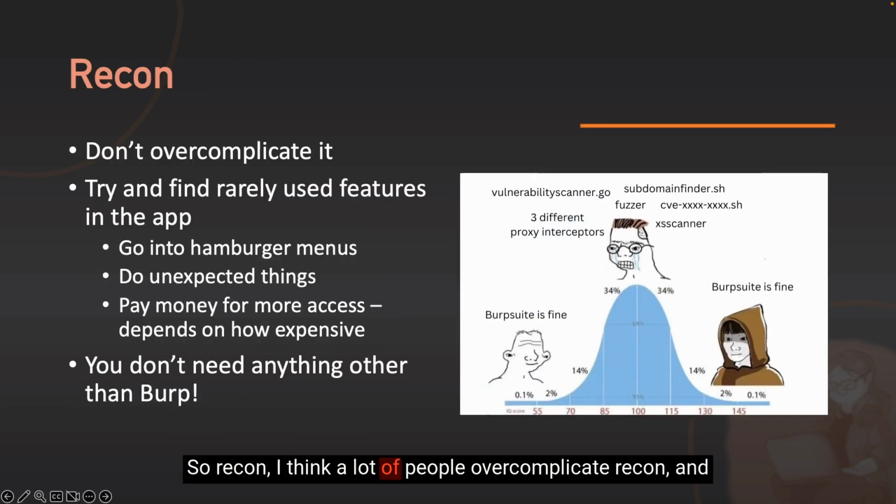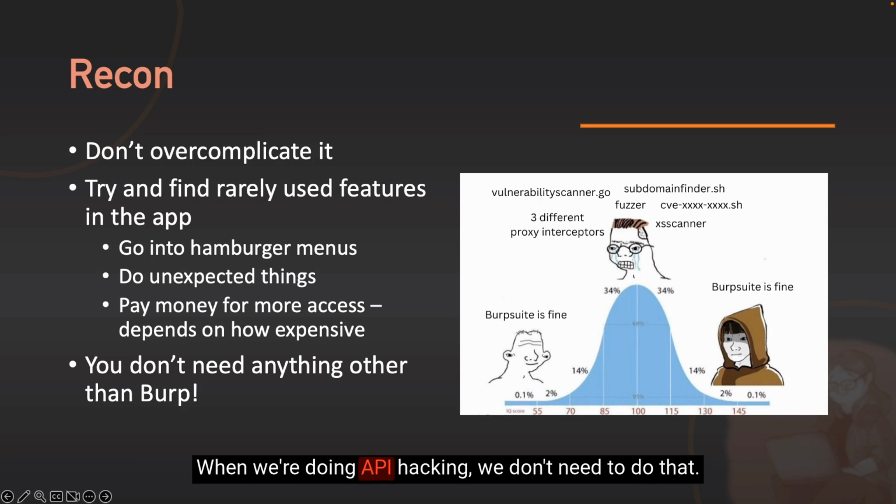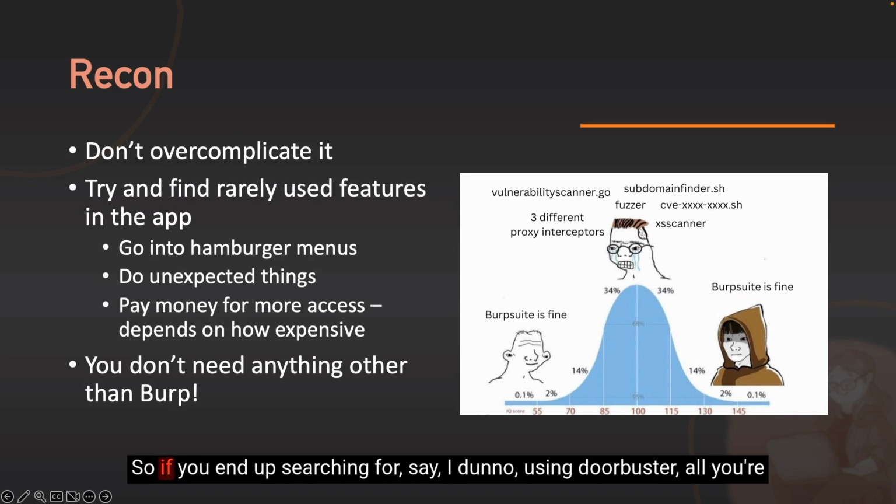So recon. I think a lot of people overcomplicate recon, and maybe this is because I'm at NahamCon, and obviously NahamSec is quite well known for his recon, but just don't overcomplicate it. Don't try and run like 5 different tools to search for subdomains. When we're doing API hacking, we don't need to do that. One of the reasons is because APIs are really made for humans and developers. So if you end up using, say, Dirbuster, all you're going to find is a bunch of 404 errors, because that's not how APIs work. That's not what API routes look like.